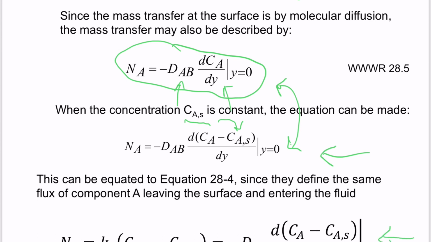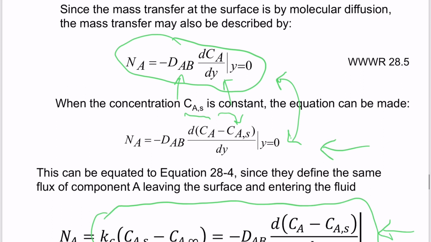And now I will take this expression and equate it to this one to get this expression right here. And that bit with Fick's first law is basically lectures 4, 5, 6, and 7. If you'd like to go back and see where that came from, Fick's first law is lecture 1.